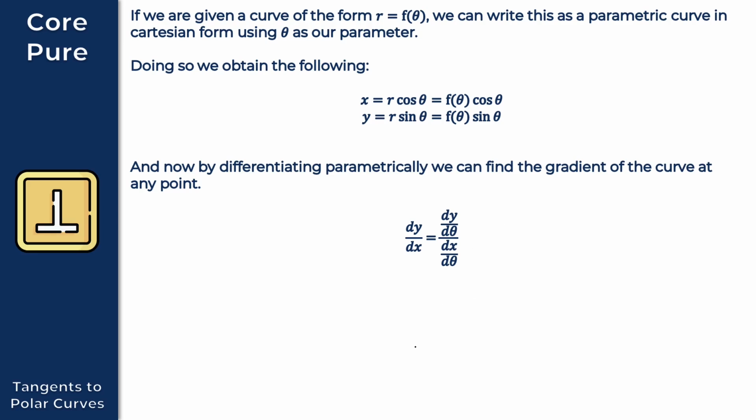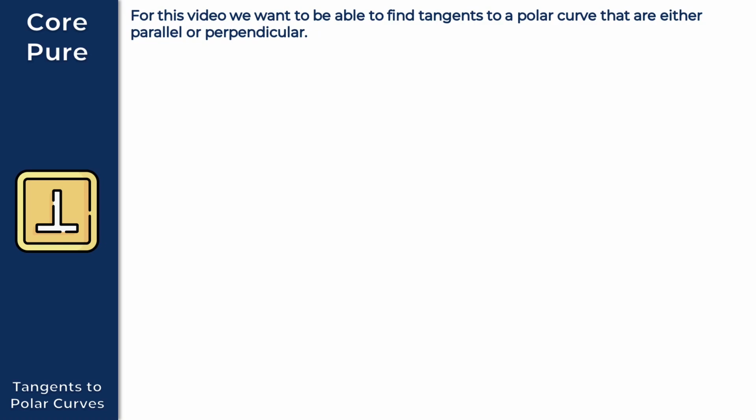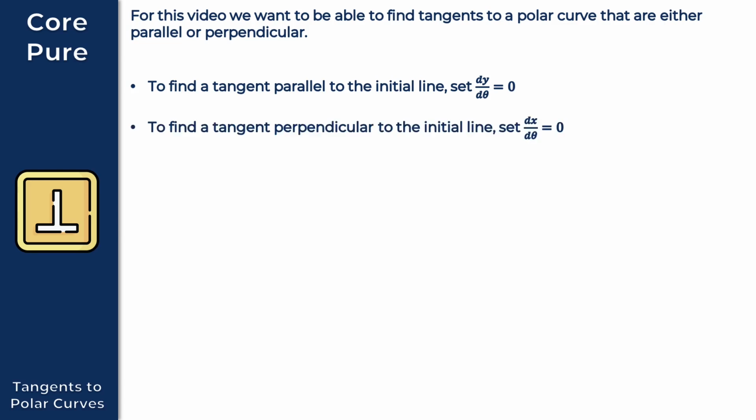Okay. So let's take a look at how we can use this information to find tangents to polar curves. As you might have guessed by the title of this video, we want to be able to find tangents to a polar curve that are either parallel or perpendicular. So to find a tangent that is parallel to the initial line, we set dy by d theta equal to 0. And then to find a tangent that is perpendicular to the initial line, we set dx by d theta equal to 0. So please do make a note of these. These are really important for exam style questions that are involving tangents to polar curves. And we'll see this in action very shortly as we work through an example for tangents to polar curves.